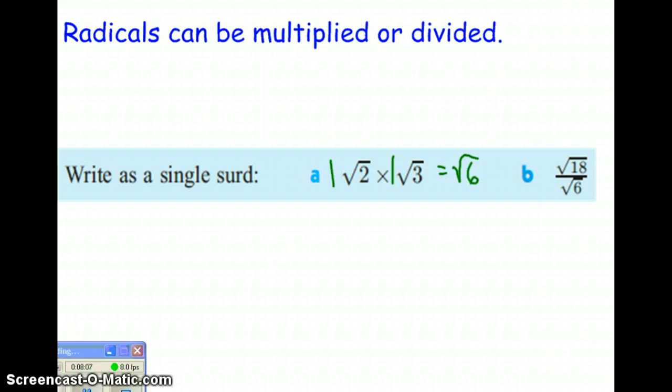Next one, what's the square root of 18 divided by the square root of 6? Square root of 3. You basically write it 18 over 6. The square root of 18 over 6 is the square root of 3.